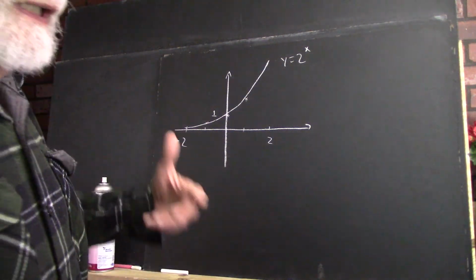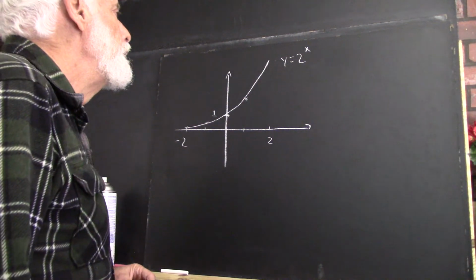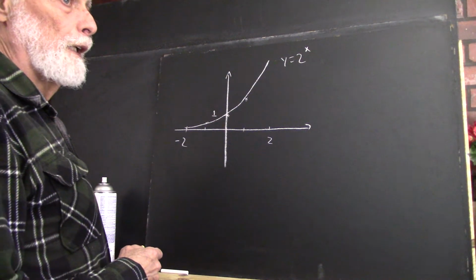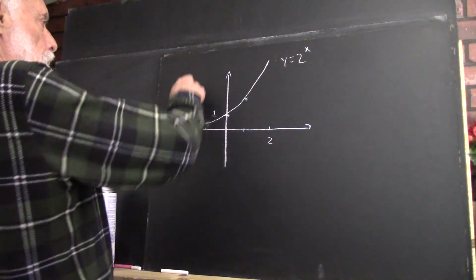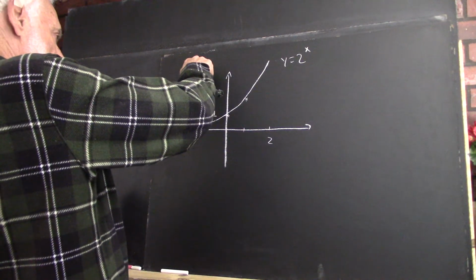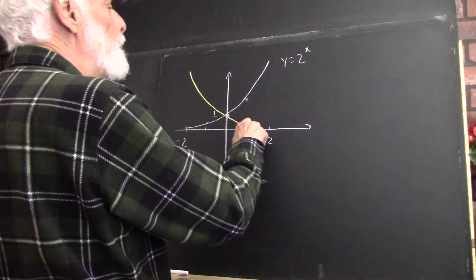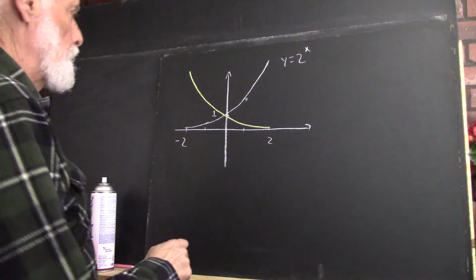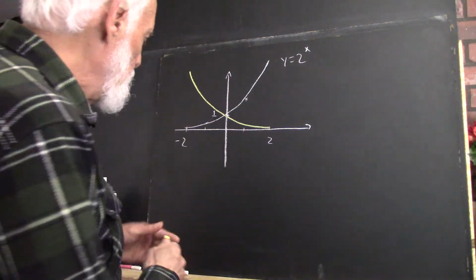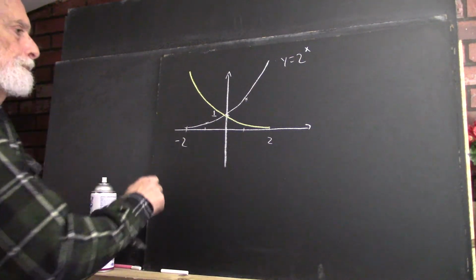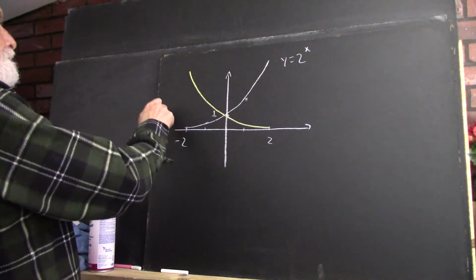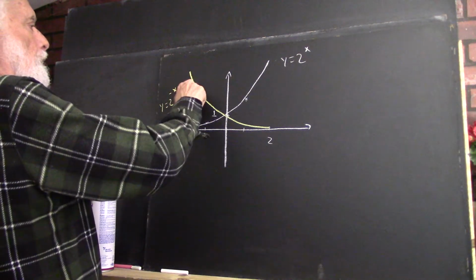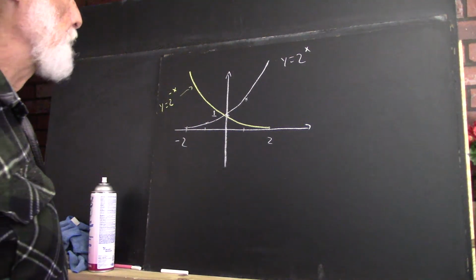Just to make sure we understand how to look at other exponential functions. If we have, well, your first problem was if we have this function. Okay, what's the equation of this function? Well, this is going to be y equals 2 to the negative x.